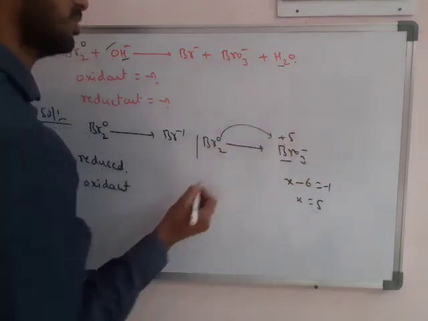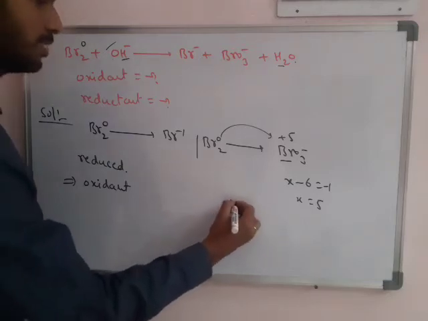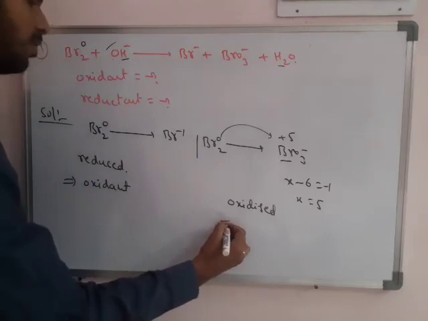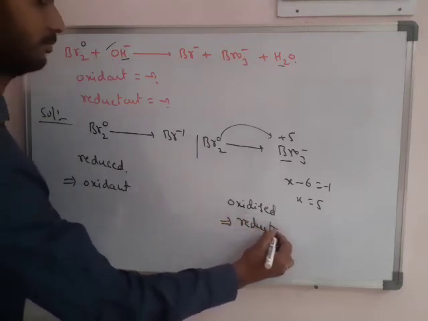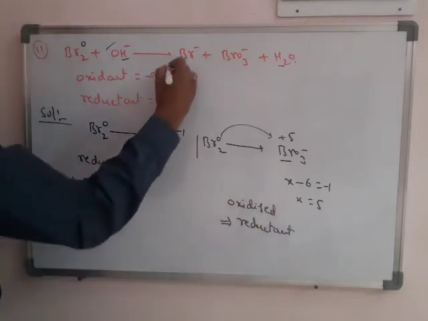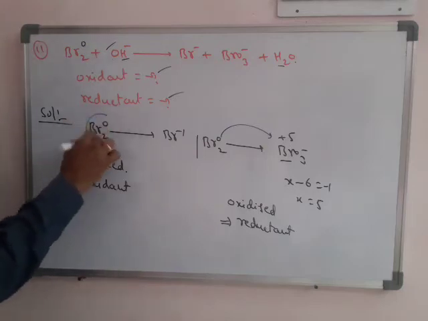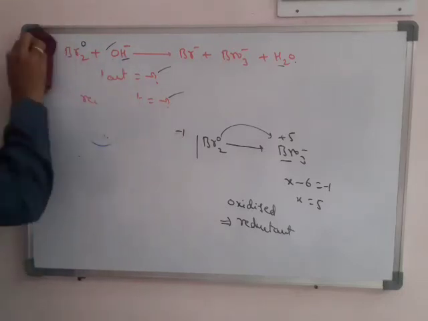And bromine oxidation number changed from 0 to plus 5. So it is oxidized. In this change, bromine is oxidized. Bromine oxidized means it works as reductant. For both questions, what is the oxidant, what is the reductant? The answer is only one, that is bromine. Bromine works as oxidant and also reductant. Okay, next see the question number 12.